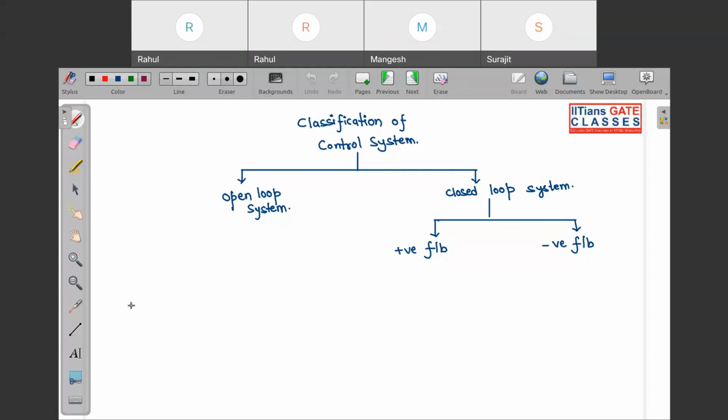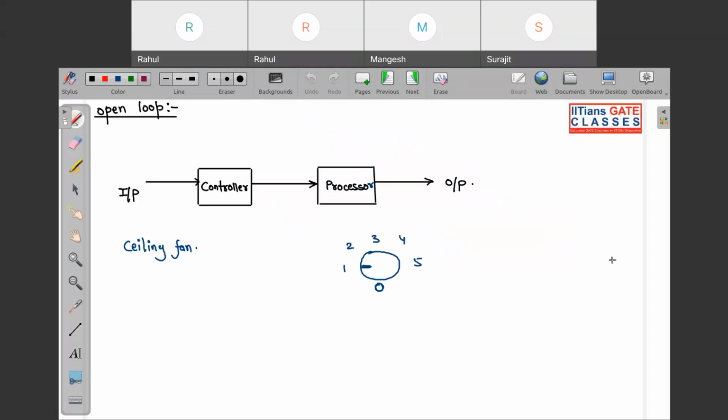So in classical control system, basically we can classify it in two parts. They are open loop control system and closed loop control system. Now in closed loop control system, we have two more sub classifications. One of them is positive feedback, another is negative feedback. So let us see what is your open loop control system. So this is basically the block diagram of your open loop control system.